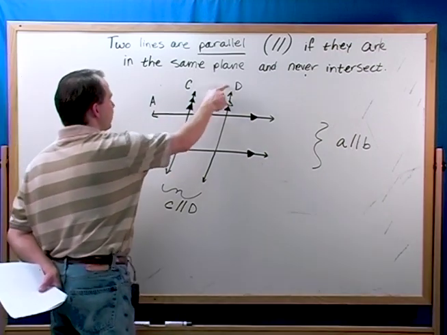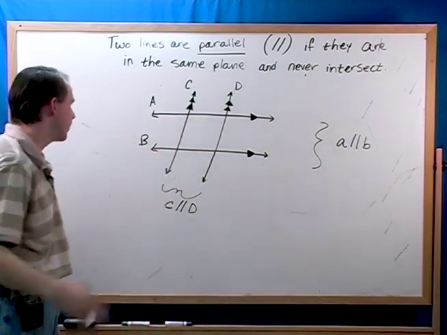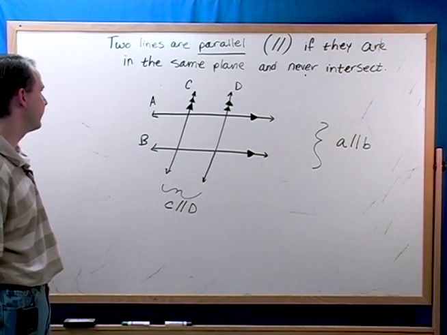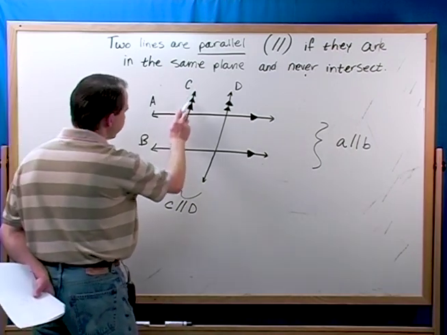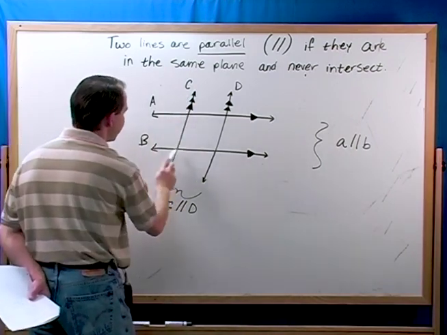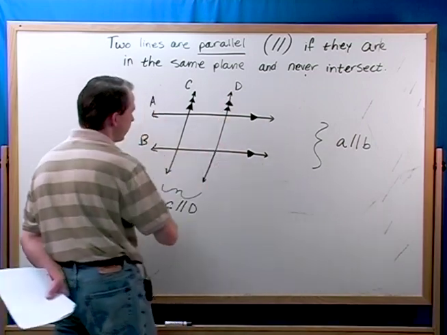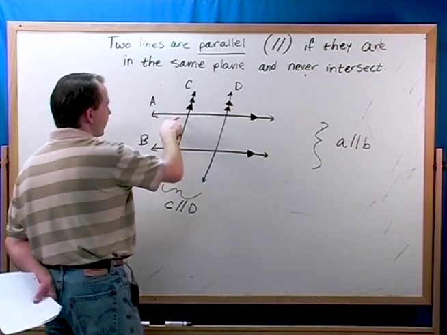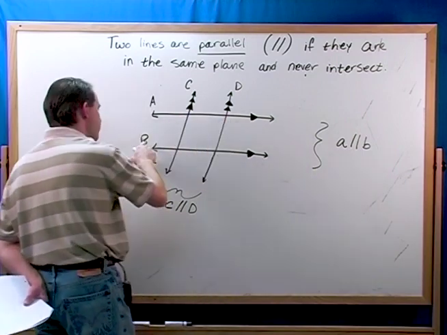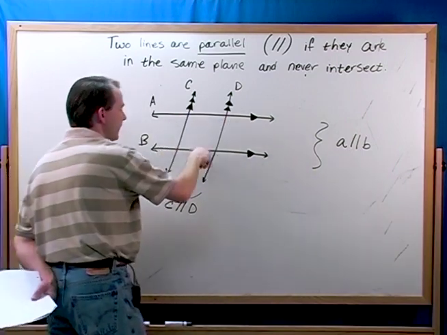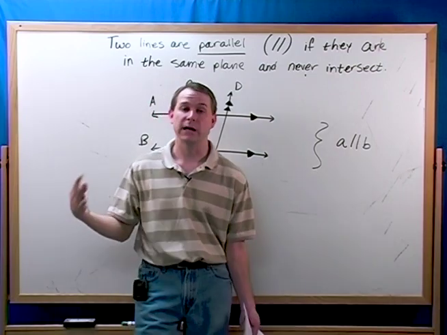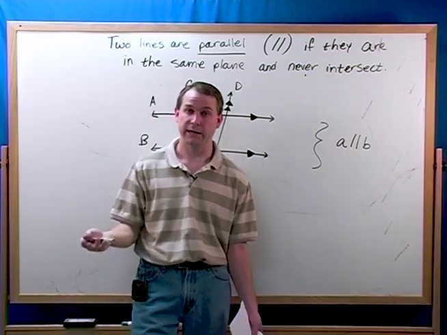So C is parallel to D, A is parallel to B, and if you want to go back and look at some other terms that we've learned, C is also transversal because it crosses A and it crosses B. It crosses two lines. D is transversal because it crosses A and B. A is transversal because it crosses C and D, and B is transversal because it crosses C and D. So it turns out that all four lines in this drawing are transversal lines. Okay.